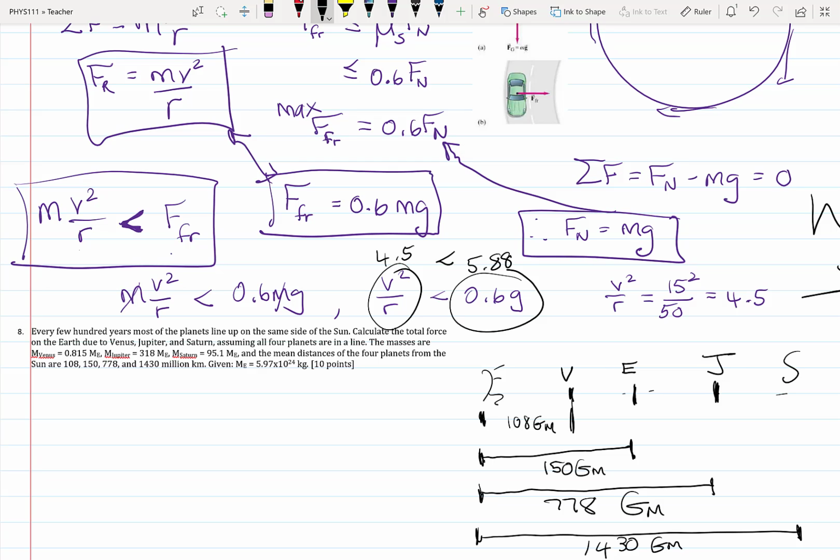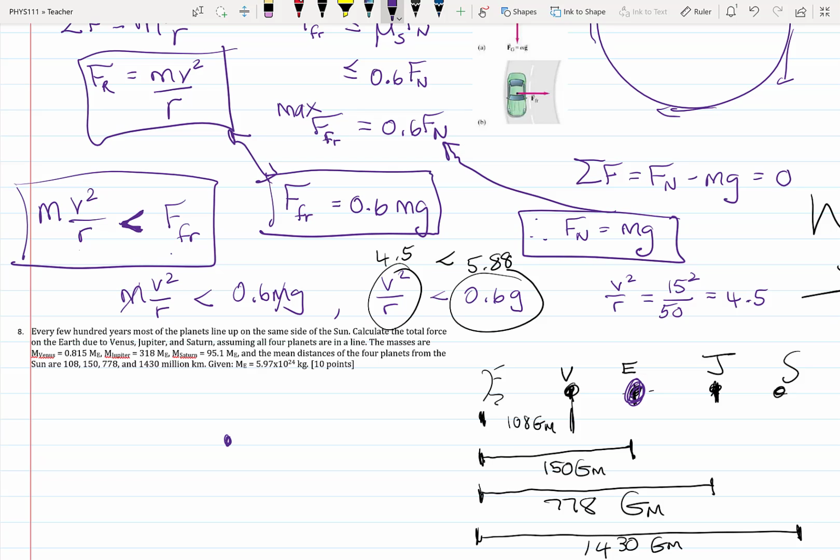The question is, assuming all 4 planets are in a line like this, they're 1, 2, 3, 4, calculate the total force on the Earth due to Venus, Jupiter, and Saturn. So we better draw a free body diagram. So let me do that. Here's my planet Earth. I'll just go put it over here.